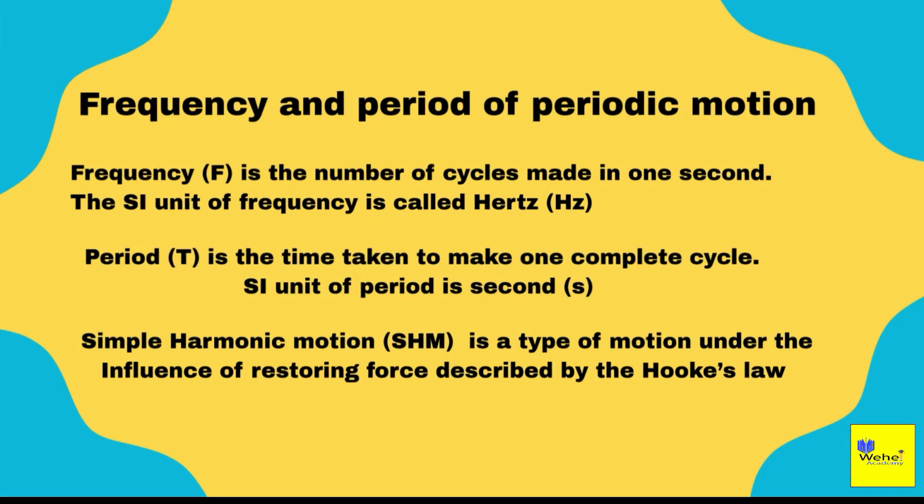Frequency and period of periodic motion. Frequency, f, is the number of cycles made in 1 second. The SI unit of frequency is called Hertz, Hz. Period, T, is the time taken to make one complete cycle. The SI unit of period is seconds.